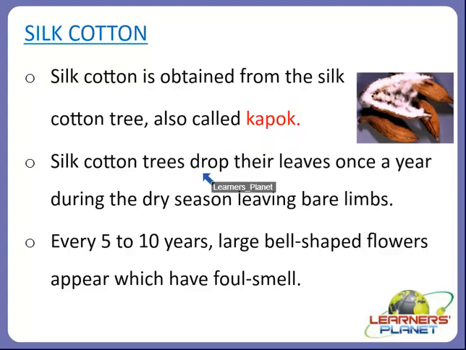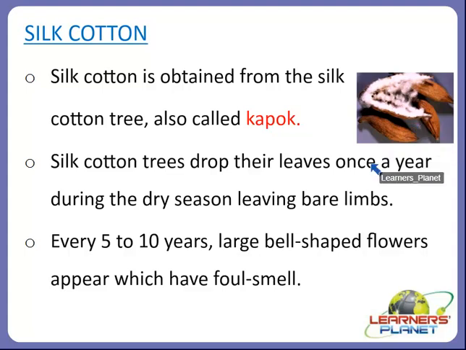Silk cotton trees, or kapok trees, drop their leaves once in a year during the dry season, leaving bare limbs. And one very interesting thing about it is that every 5 to 10 years, these large bell-shaped flowers appear which have a foul smell. So basically, the silk cotton tree called kapok has large bell-shaped flowers, but they have a foul smell.